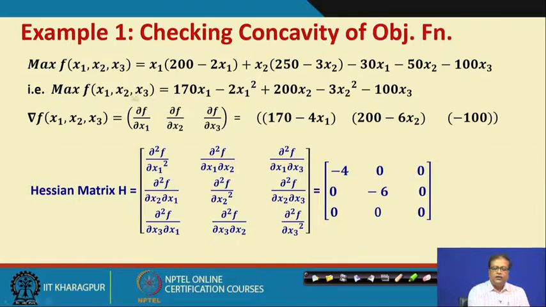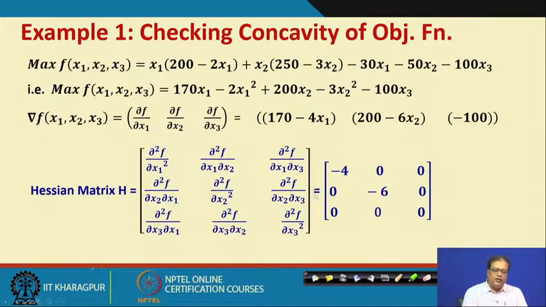You see, this is our function, the simplified function 170x1 - 2x1² + 200x2 - 3x2² - 100x3. So, the gradient will be ∂f/∂x1, ∂f/∂x2, ∂f/∂x3. With respect to x1, if you differentiate, you get 170 - 4x1. With respect to x2, 200 - 6x2, and with respect to x3, -100. So, this is our gradient.